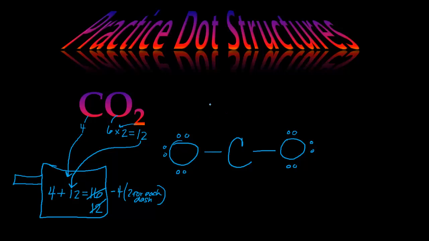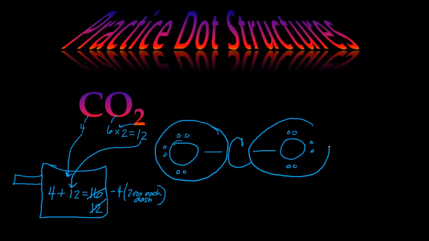So now I'm going to check for octets. Oxygen, 2, 4, 6, 8. That's good. Oxygen, 2, 4, 6, 8. That's good. Carbon now only has 2, 4. So once again, carbon needs to steal and make some more bonds. So we're going to take 2 off of oxygen, and we are going to form a bond. Oxygen still has 8. Now carbon has 2 more.